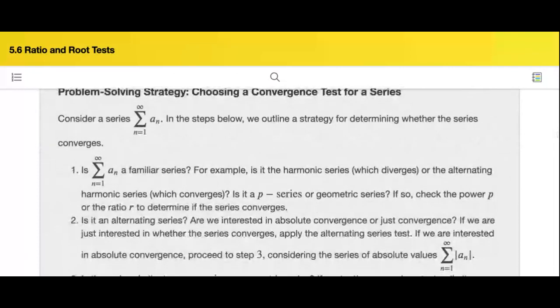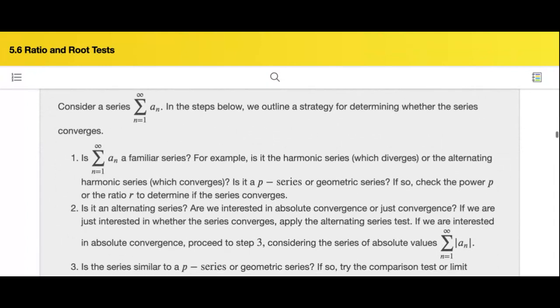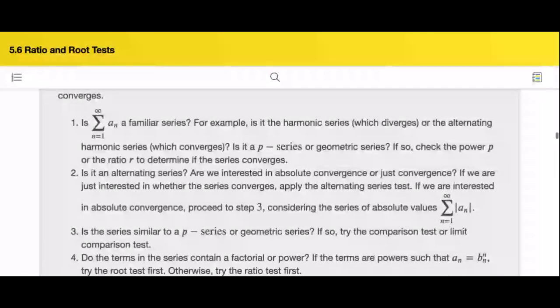So consider a series of a n. In the steps below, we outline a strategy for determining whether the series converges. So is a n a familiar series? For example, is it the harmonic series which diverges, or the alternating harmonic series which converges? Is it a p series, or geometric series? If so, check the power of p. If p is greater than 1, we know the p series converges. When p is less than 1, it diverges.